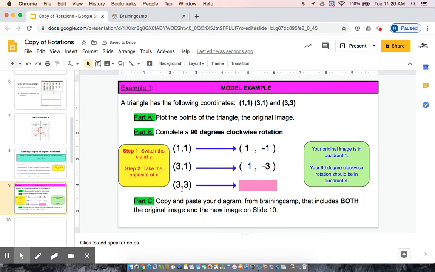Okay, last coordinate is 3, 3. Again, it's an easy one. I switch it. It still remains 3, 3, but take the opposite of x, which is negative 3. So my coordinate is going to be 3, negative 3.